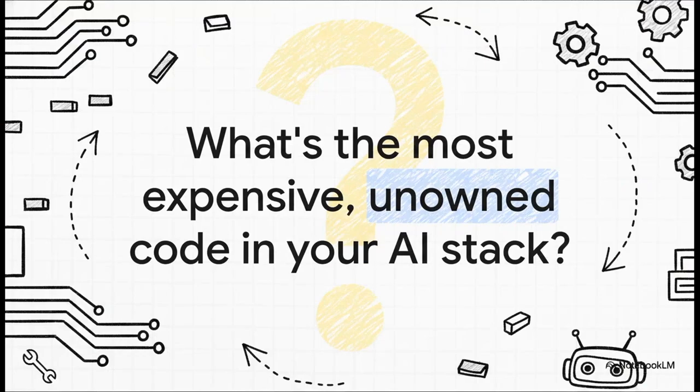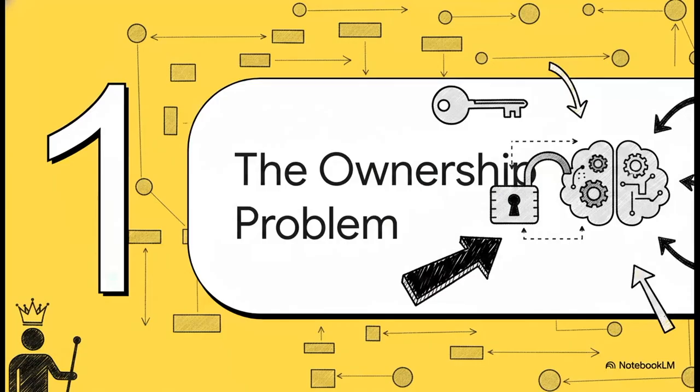So let me ask you this. What's the most expensive, unowned piece of code in your entire AI stack? The one thing that's massively impacting your costs and your results, but nobody's name is on it? The answer is probably something you haven't even thought to name. And that right there, that gets us to the heart of it. Because what we're talking about isn't really a technical gap. Nope, it is an ownership problem.